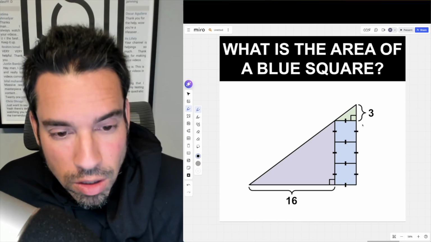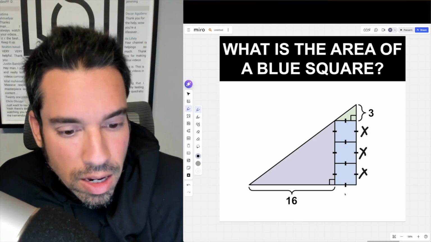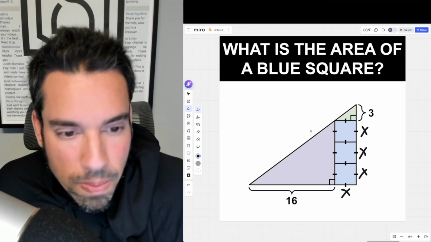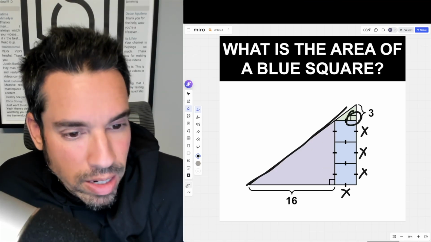So here's the deal. If these sides are all the same, I can label this as x, as x, as x. And I'll label this side as x as well. Now, this is one long triangle, and both of these have right angles.